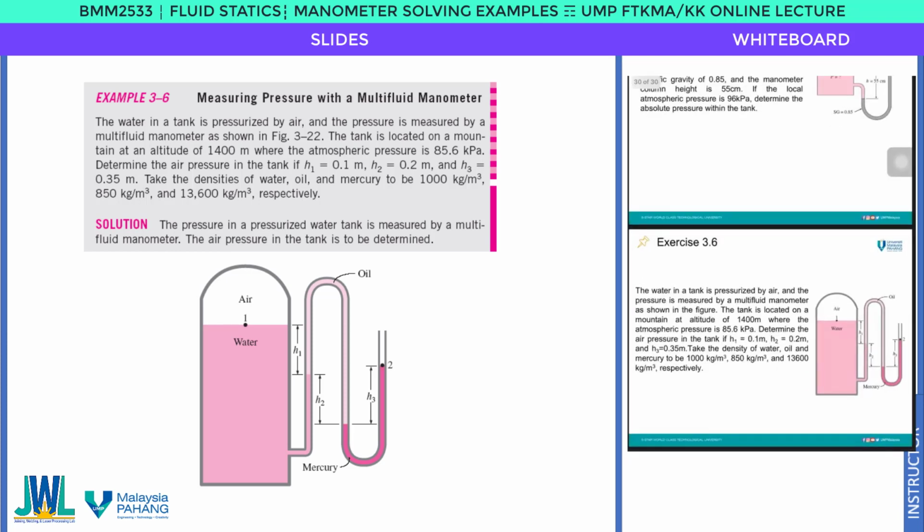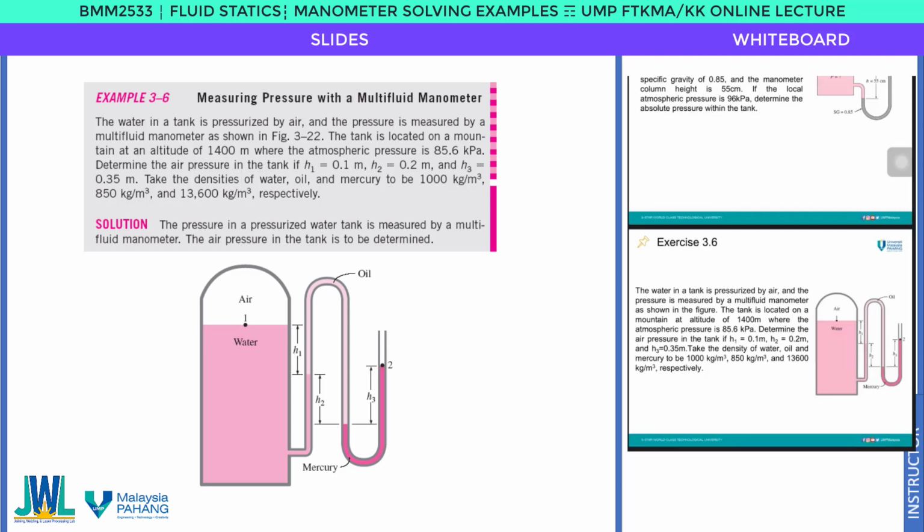This is a very important numerical. So please, if at any point you think you don't understand, let me know. The tank is located on a mountain at an altitude of 1,400 meters. So this whole tank is maybe in Cameron Highlands or something. The tanks in Cameron Highlands are operating under reduced atmospheric pressure, because the atmospheric pressure at Cameron Highlands is lesser since it is located at a height.